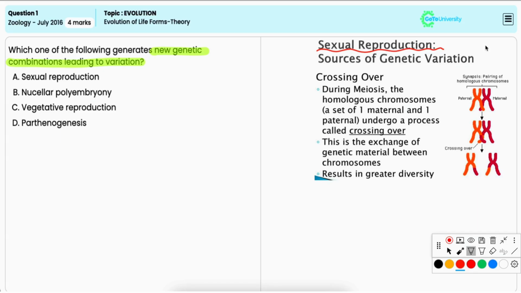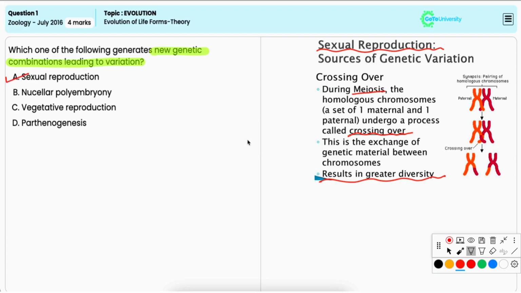And this process involves meiosis, which includes crossing over and independent assortment of chromosomes, creating new genetic combinations and variation. Thus, it is the correct option.